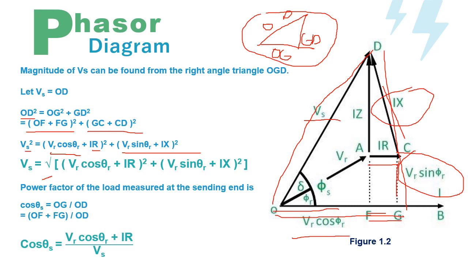As for the power factor of the load, measured at the sending end voltage, cosine theta S equals OG over OD. Substituting OG, which is OF plus FG, all over OD. So, basing on the phasor diagram, we will have cosine theta S equals (VR cosine theta R plus IR) over VS.